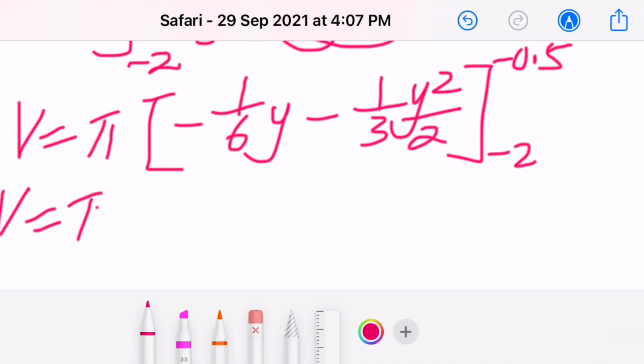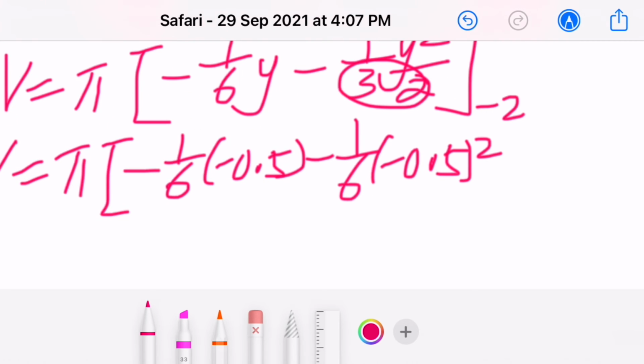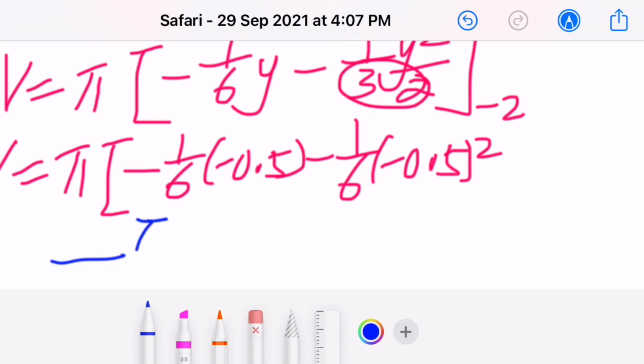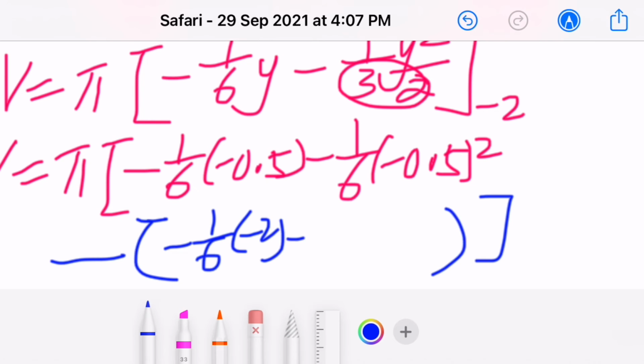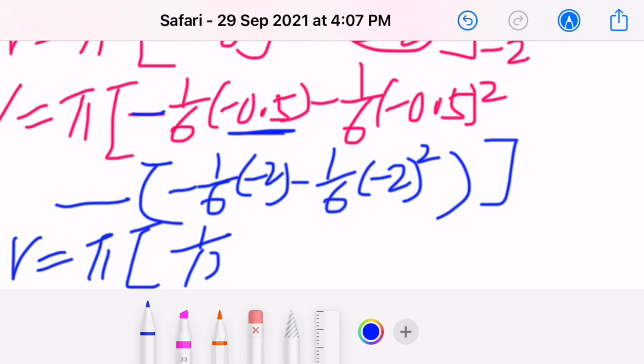So volume is equal to pi times negative 1 over 6 times negative 0.5 minus, this is 1 over 6, right? 1 over 6 times negative 0.5 squared. And don't forget, we have to minus this whole thing. Make sure we put a bracket like that. Negative 1 over 6 times negative 2 minus 1 over 6 times negative 2 squared. Be very careful because we have values which are negative. This is negative and negative, so it becomes 1 over 12, right? This one will be minus because this is positive.